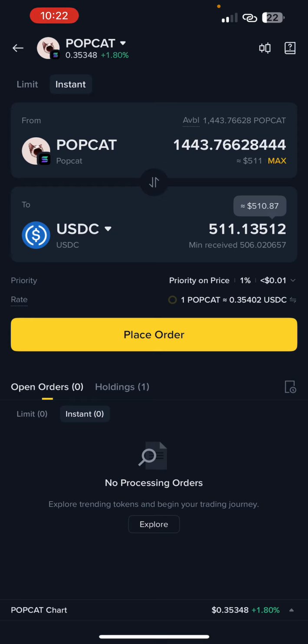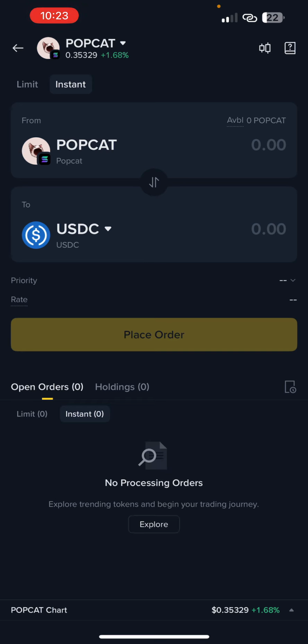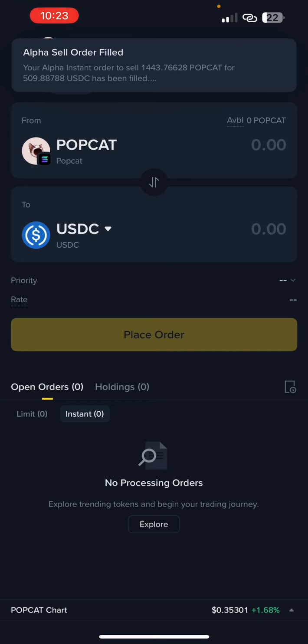Oh yeah, I'm already in position on Popcat. I bought in at $500 worth. Let me see. I'm going to sell this for the purpose of the video. I'm going to sell everything. Sell. Okay. You see, even when I'm doing $500 worth of trade, I'm spending 1 cent. So this is very important.